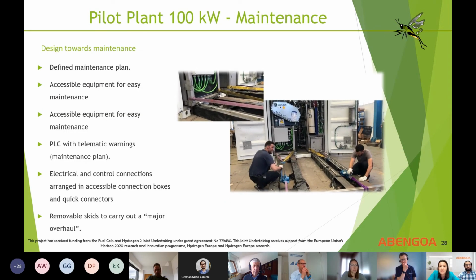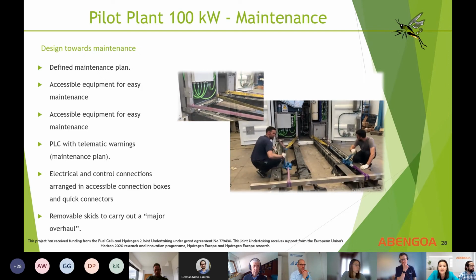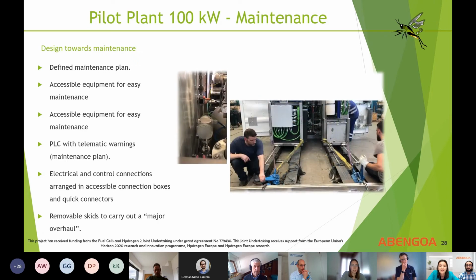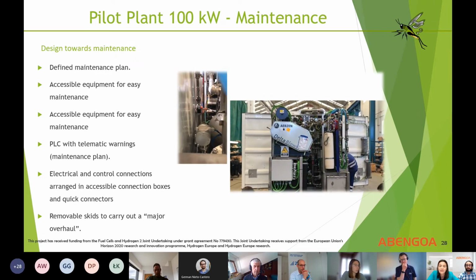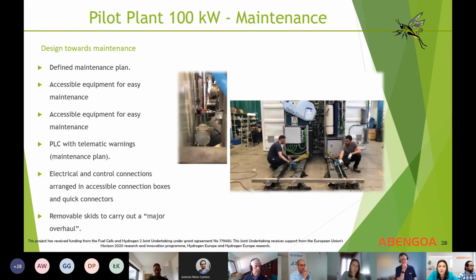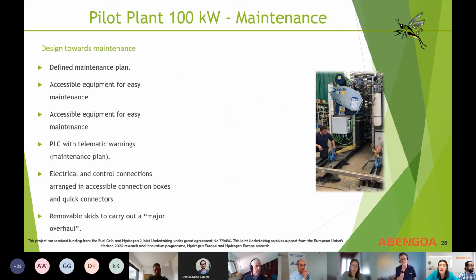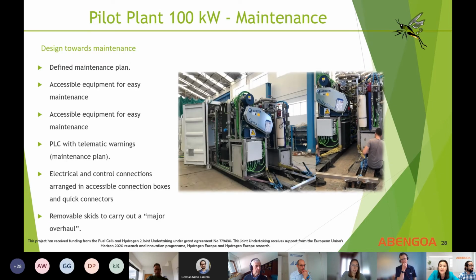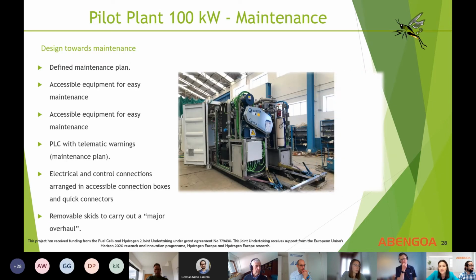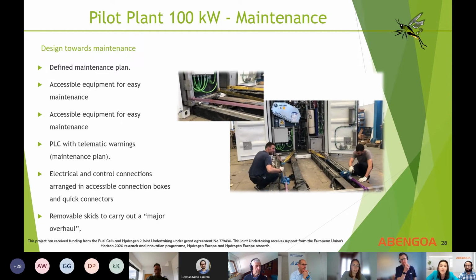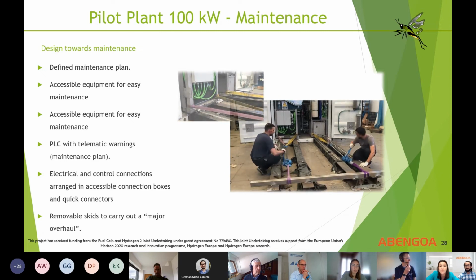And as you can imagine, in such a compact space, in a container, it is important not to forget the maintainability of the plant. So the plant has a well-defined maintenance plan, and the PLC is able to alert the operator when maintenance is required. That is really important if the plant is in a remote location. And all the equipment can be extracted for a major overhaul.